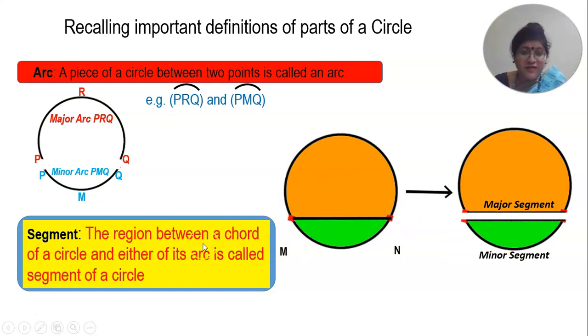So this is very, very important. The region between a chord and either you take this arc or you take this arc, either of the arcs, this region is called the segment. So how do you identify a segment? Look for a chord and look for the arc. So a region like this will be called the segment of a circle. So bigger segment is major segment, smaller one is minor segment.